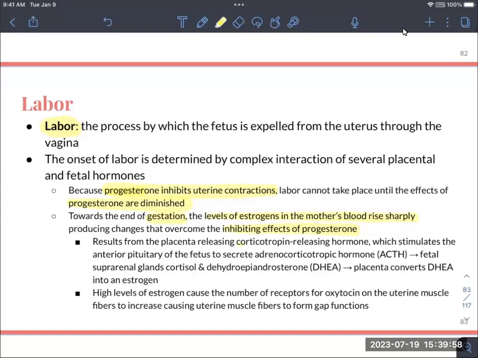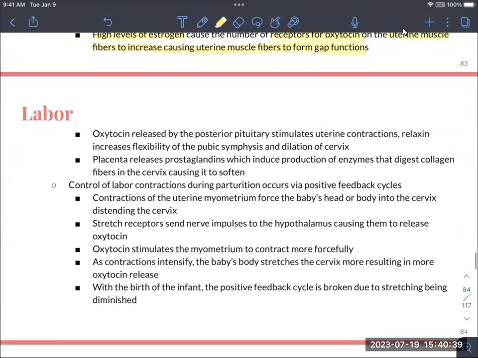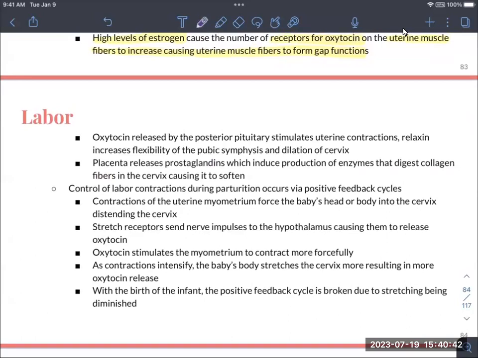The placenta is releasing that corticotropin releasing hormone, which is going to stimulate that anterior pituitary gland to secrete adrenocorticotropic hormone. The fetal adrenal glands release cortisol and dihydroepiandrosterone, DHEA, and the placenta takes that DHEA and converts it into more estrogens. This is what's giving us all that estrogen. It causes the receptors for oxytocin on the uterine muscle fibers to increase. So these muscle fibers start forming gaps. Gap junctions.